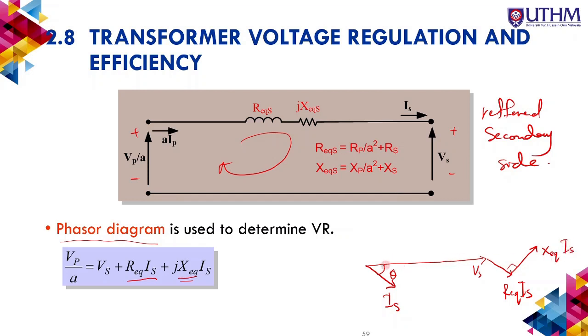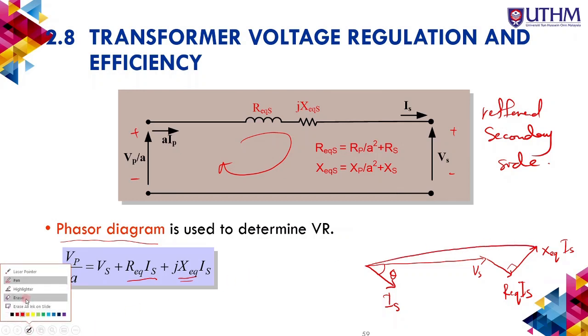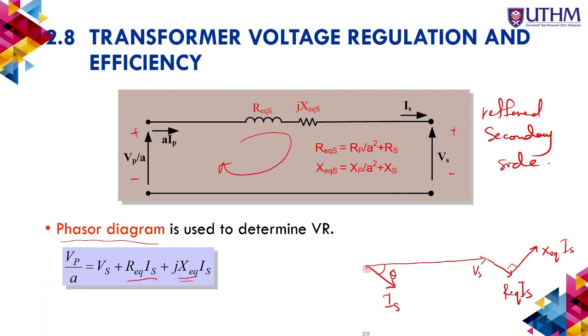Okay, so mana datang VP over A ni? Di sinilah kita nak lukis phasor diagram lah. Dia tegak je sebenarnya kan, anggapkan je lah tegak. Okay, so this is the VP over A. Inilah phasor diagram untuk keadaan lagging, keadaan current lag. Okay, current lag the voltage.